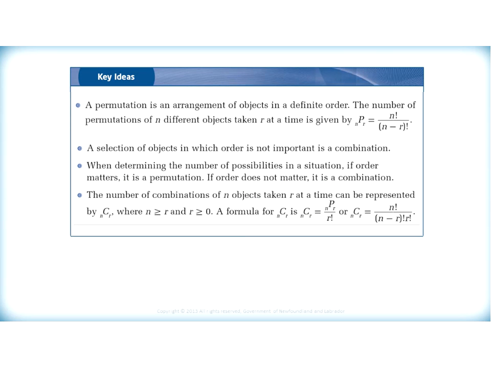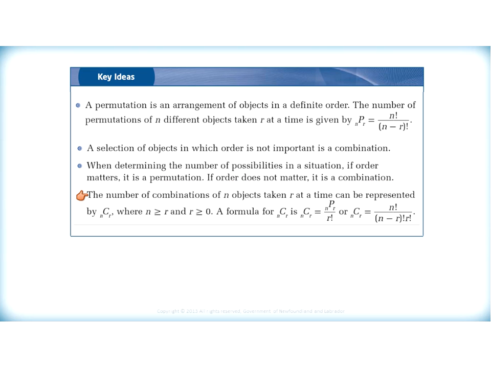Okay, let's look again at the key ideas here. To clue up, a permutation is an arrangement of objects in a definite order. The number of permutations of n objects taken r at a time is given by this formula. The P of n choose r equals n factorial over n subtract r factorial. A selection of objects in which order is not important is a combination. Order is not important. When determining the number of possibilities in a situation, if order matters, it's a permutation. If order does not matter, then it's a combination.